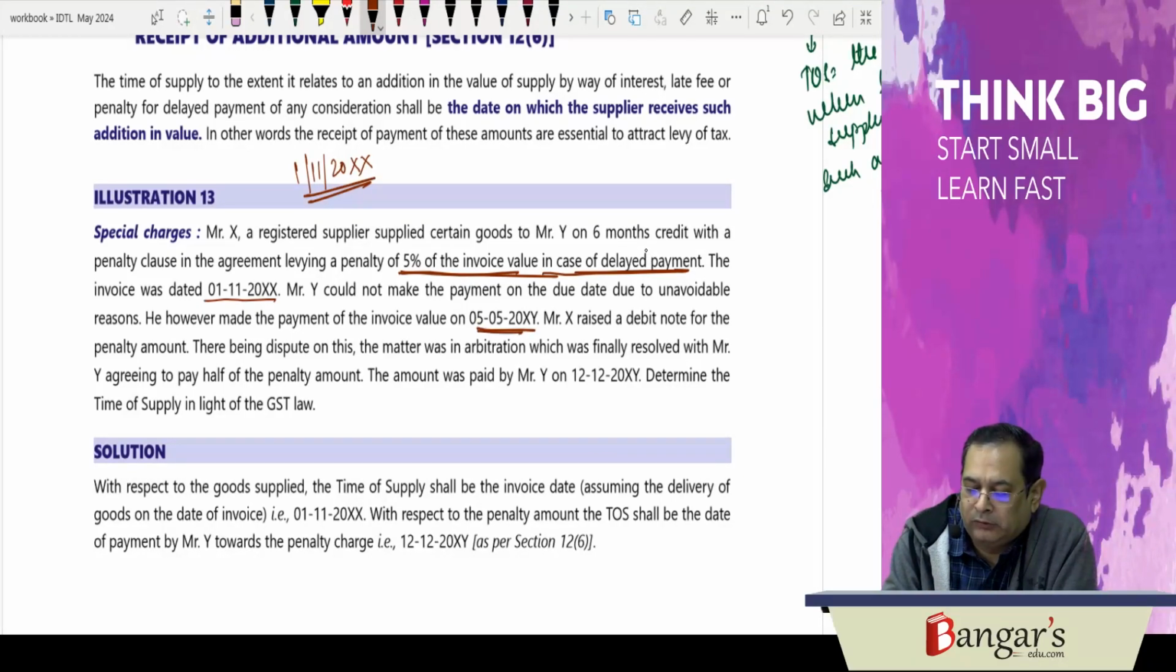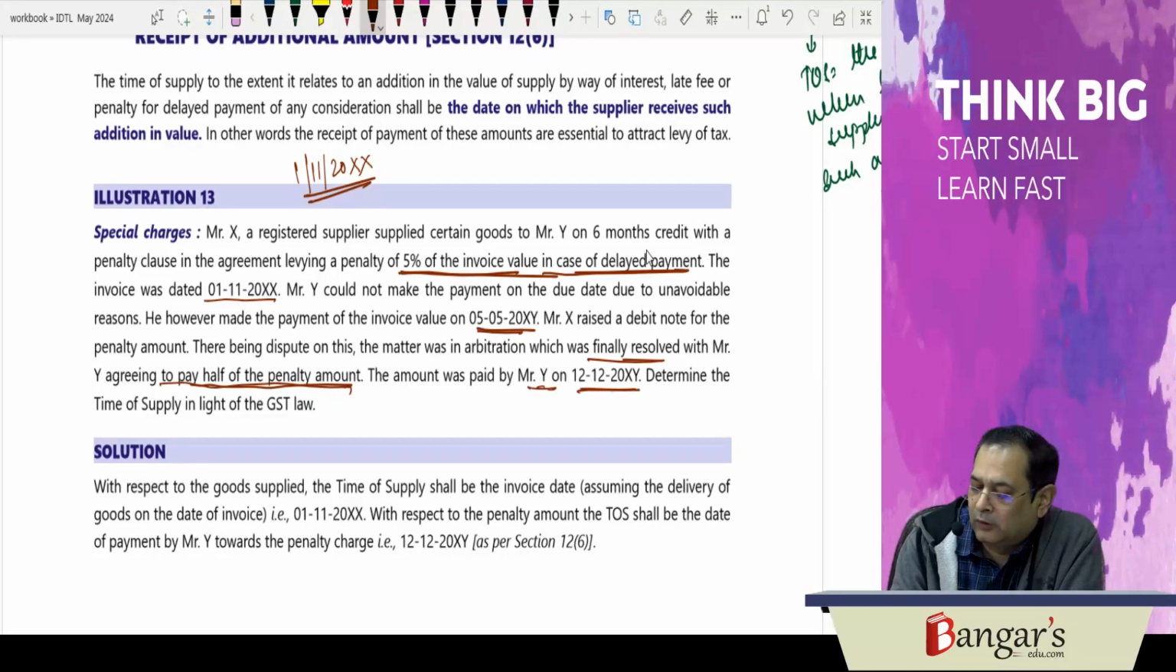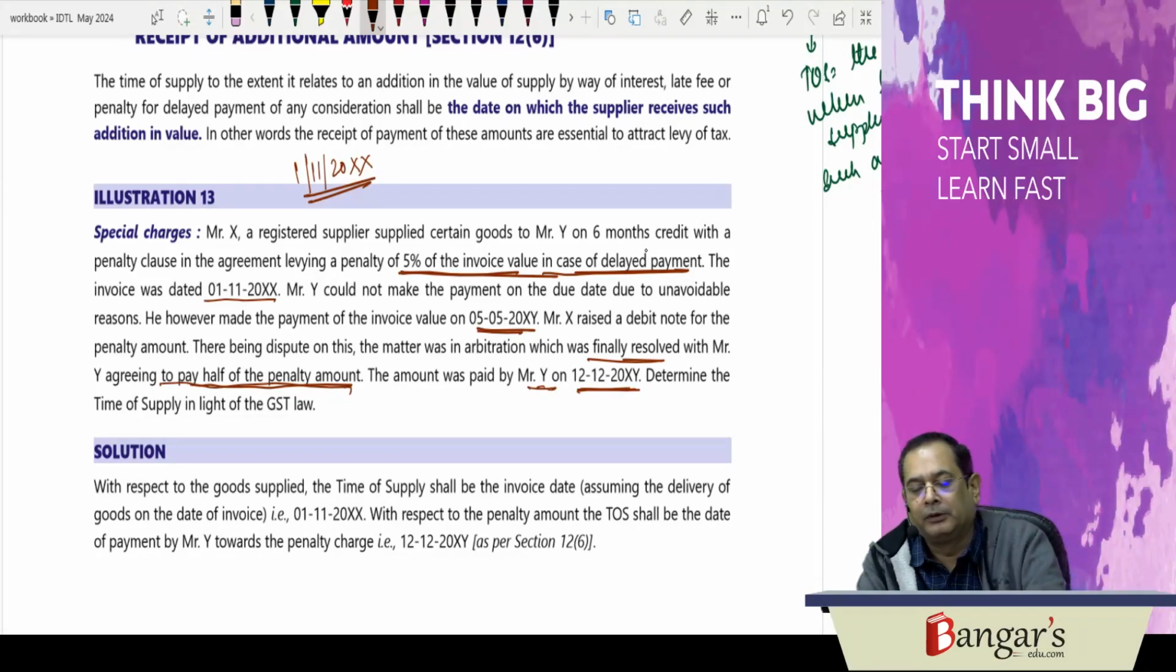Mr. X raises a debit note for the penalty amount, and the matter being in dispute went to arbitration, and the same was finally resolved, with Mr. Y agreeing to pay half of the penalty amount. The amount was paid by Mr. Y on 12th of December. Determine the time of supply.